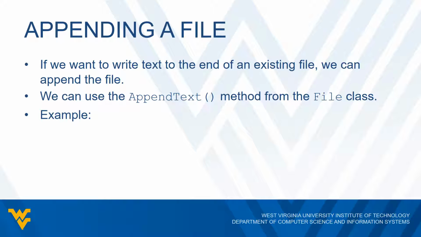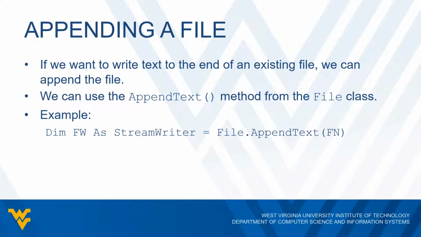Let me give you an example of how this is done. We can have something like fw as StreamWriter. So we're still going to be creating an object of the stream writer class. That part remains the same. When we do our initialization here, we set it equal to File.AppendText, and we pass the name of the file. Once again, since this is from the file class, we would have to say file dot that method.